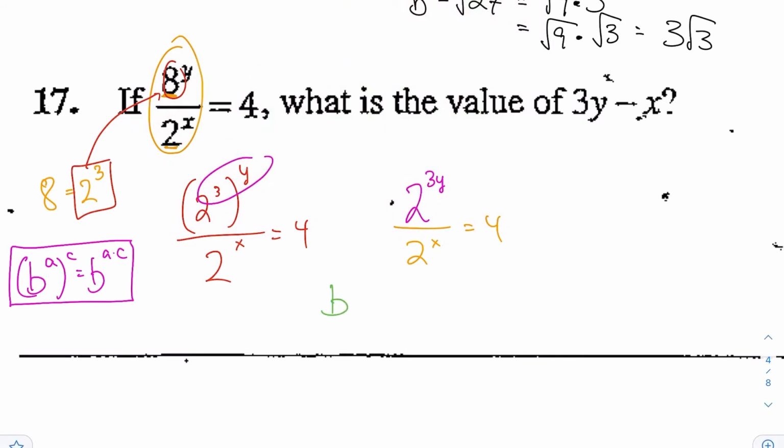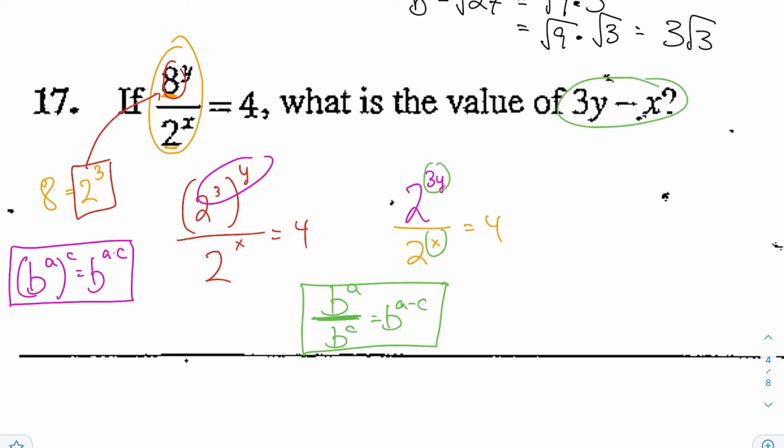And now we can use the next law of exponents that allows us to subtract those exponents. b to the a divided by b to the c. When you divide 2 exponents with the same base, you're going to want to subtract the exponents. So that's the second law here that we're going to use. And you're going to have to do 3y minus x, which is exactly what you're looking for. So 2 raised to the 3y minus x is equal to 4. And 4 you can rewrite as 2 squared. And what this allows you to do is to keep the exponents. You know the exponents have to be equal because the bases are the same now. So you know that 3y minus x has to be equal to 2.